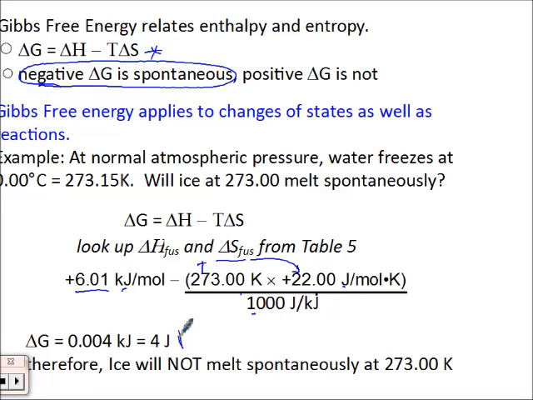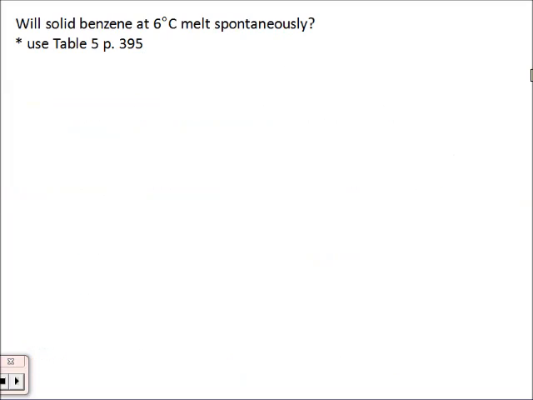This is a positive number. If it's a positive number, it will not melt spontaneously, which makes sense. This is below the melting point. Not a lot, only 0.15 degrees, but it's still below the melting point, so it will not melt until it gets above the melting point. We'll try this one in class.